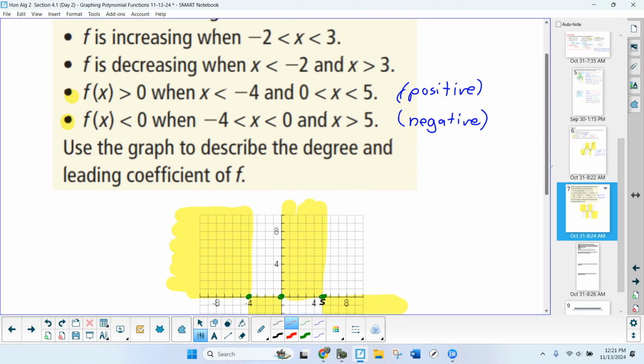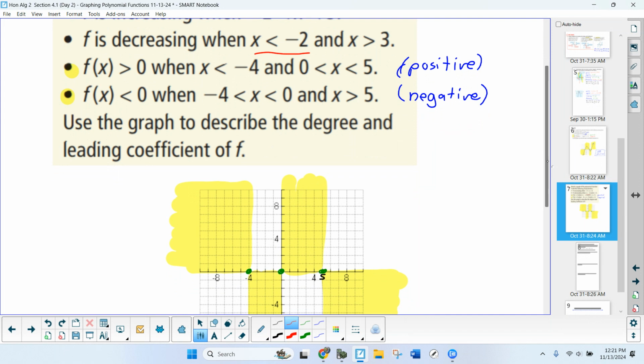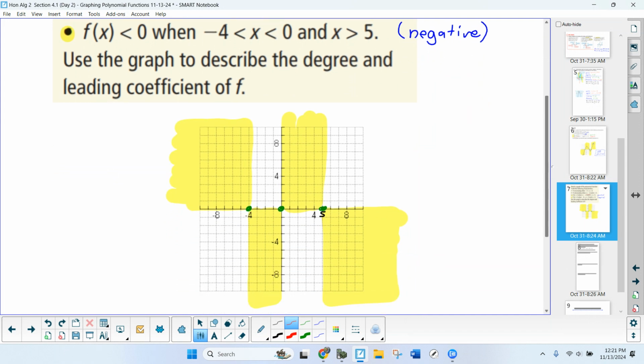All right, now it tells me that it's increasing. It's going up between negative 2 and 3. And it's decreasing when x is less than negative 2. So I'm going to start with the decreasing because obviously that's where my graph is starting. It's decreasing until I get to what? Negative 2. So it doesn't matter how you start. It's just decreasing until I get to negative 2.